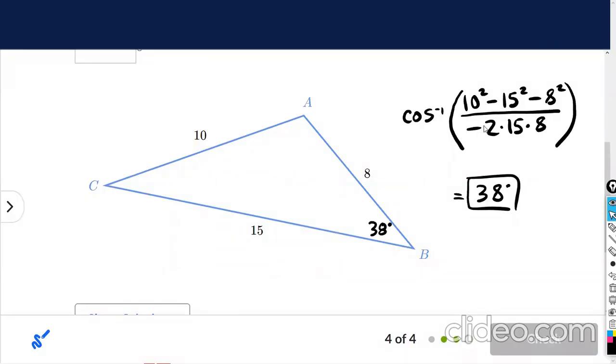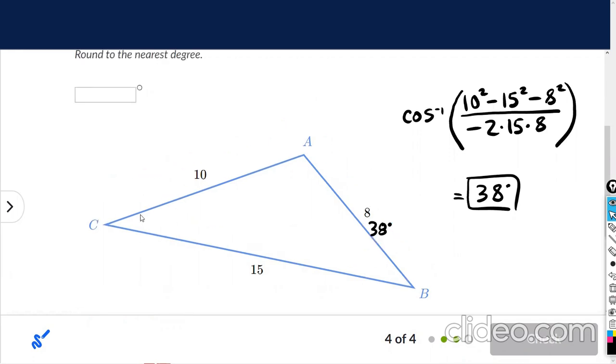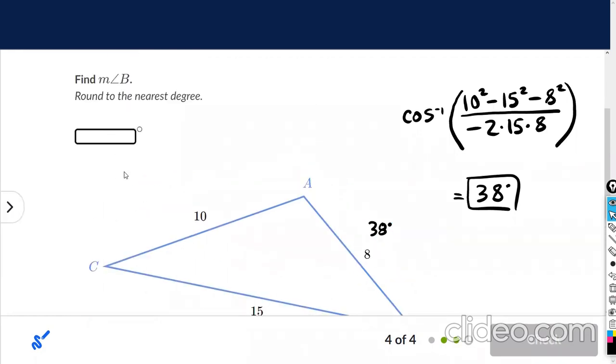So we did this calculation and got 38 degrees. Looking at the diagram, it looks like the answer makes sense. So just click inside the box and type 38.